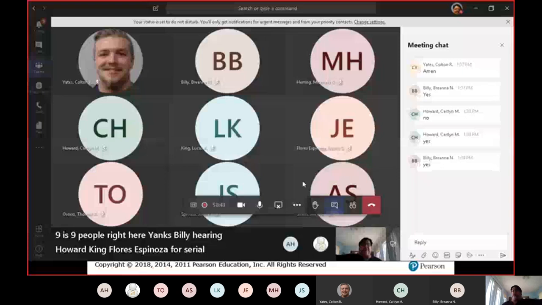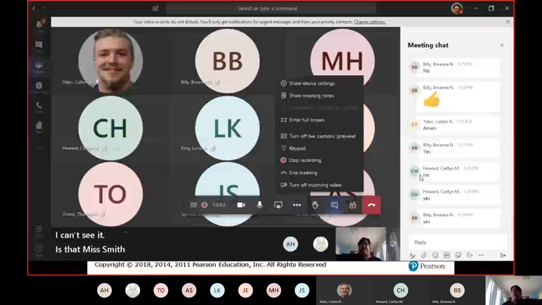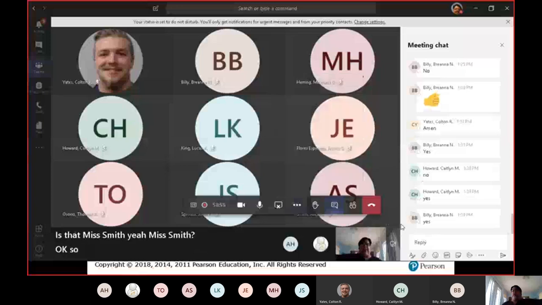Okay, so I got 9 people in the class, and I'm trying to get rid of the bar, and I can't get rid of it. I'm clicking, but when I click, it's supposed to go away. There we go.